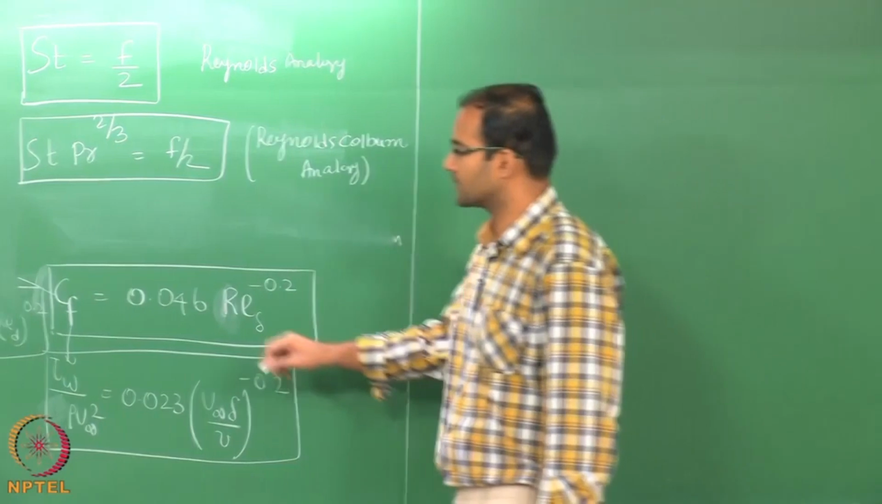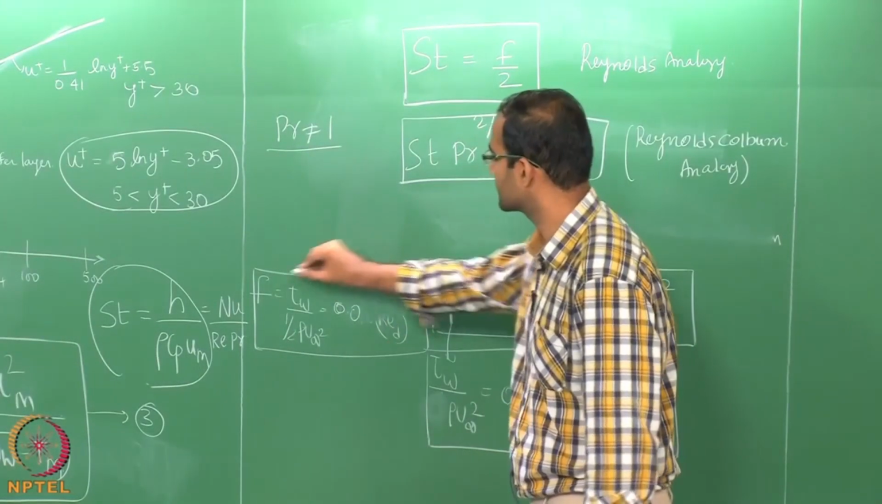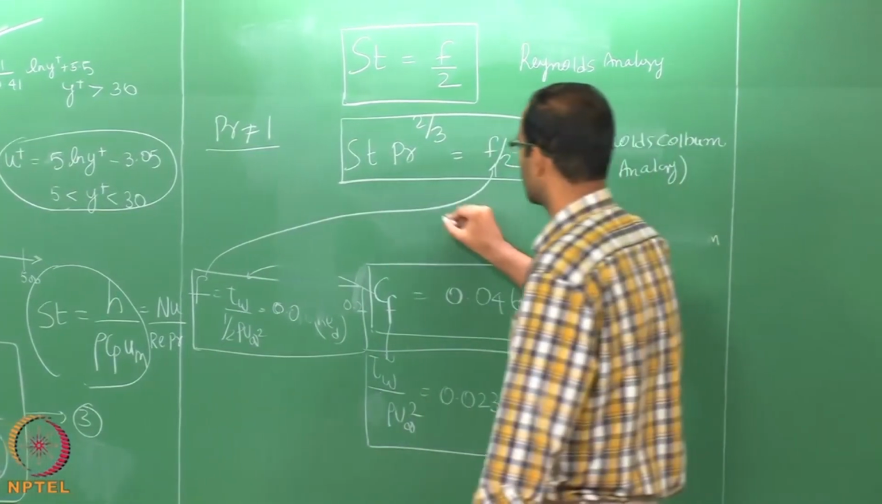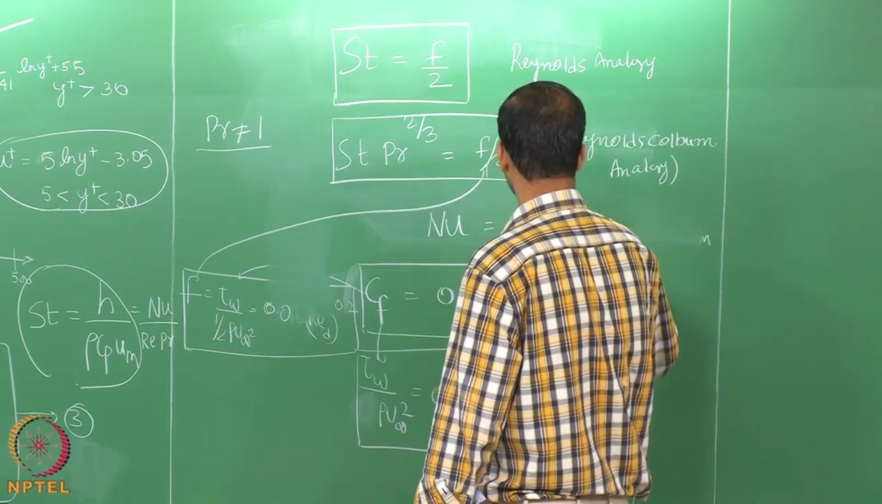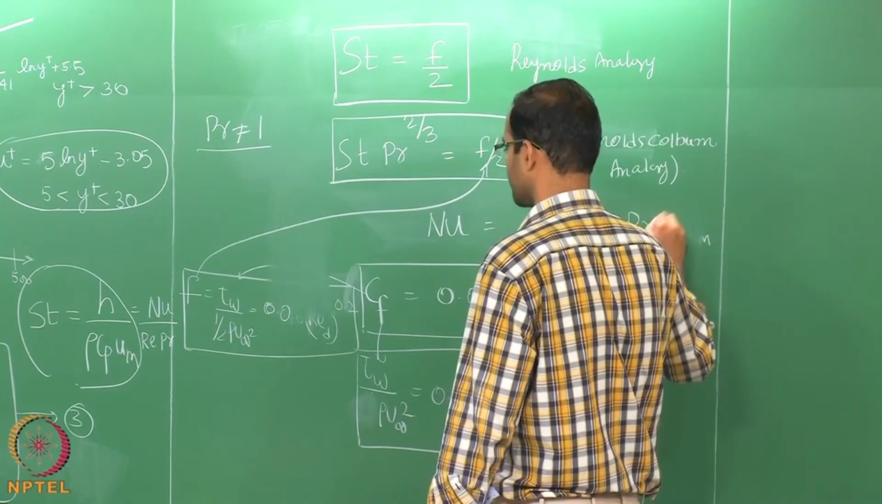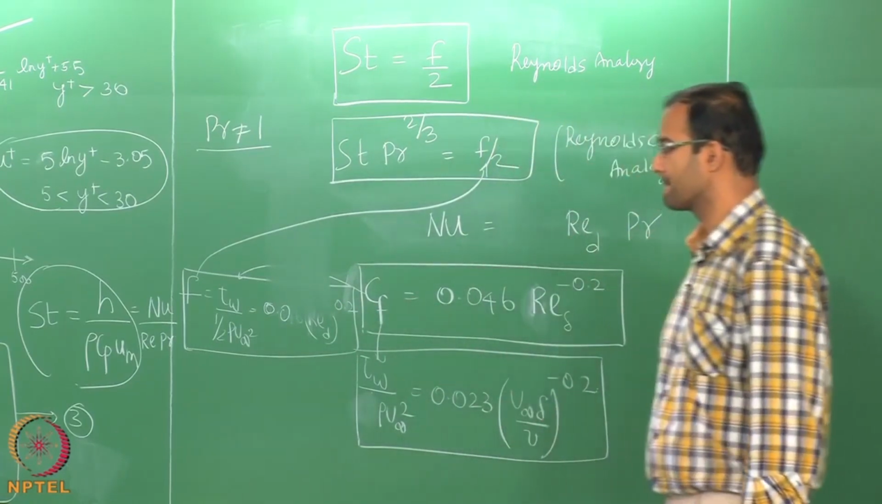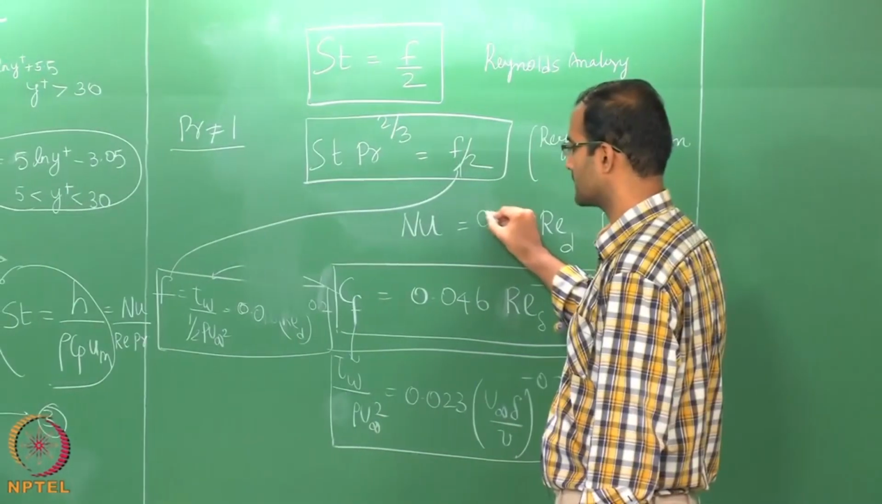So, now you can therefore substitute the expression of f into this and get the expression for Nusselt number as a function of Reynolds number and Prandtl number. Can you do that? You already have the Reynolds number dependence here, okay. So, what will be this constant?